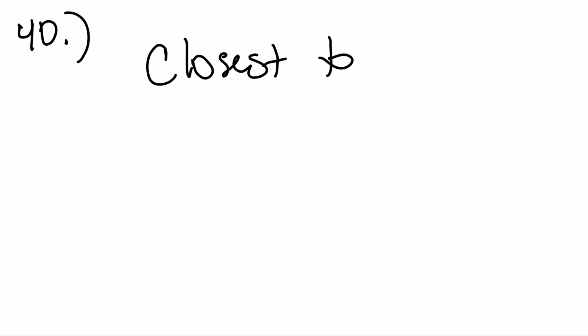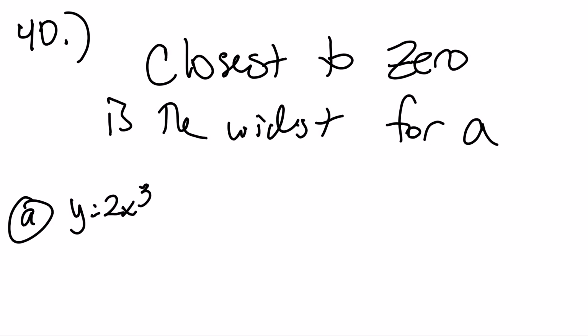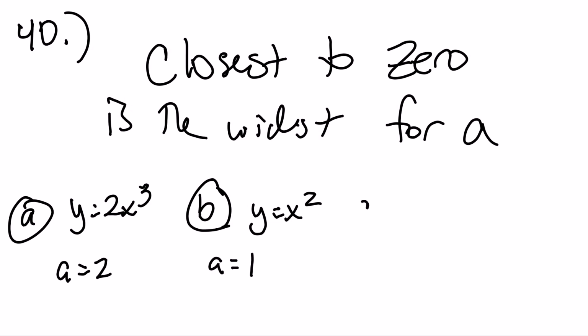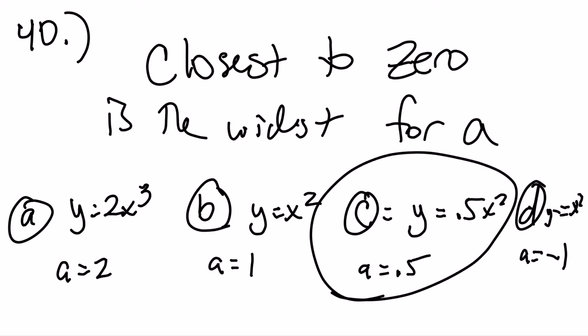40, it says, which function has the widest graph? Closest to 0 is the widest. What I mean is the A in step 1. So if you look at answer A, y equals 2x cubed, A equals 2. B, y equals x squared, so A equals 1. C, y equals 0.5 x squared, so A equals 0.5. D, y equals negative x squared, so A equals negative 1. C is the closest to 0, so C is your correct answer.